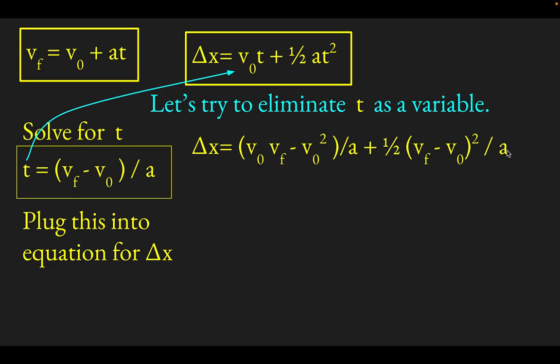Notice that I only have one power of a in the denominator here because squaring this would give me an a squared in the denominator, but I also have an a upstairs that would cancel it, and so then you're just going to get something that looks like this.